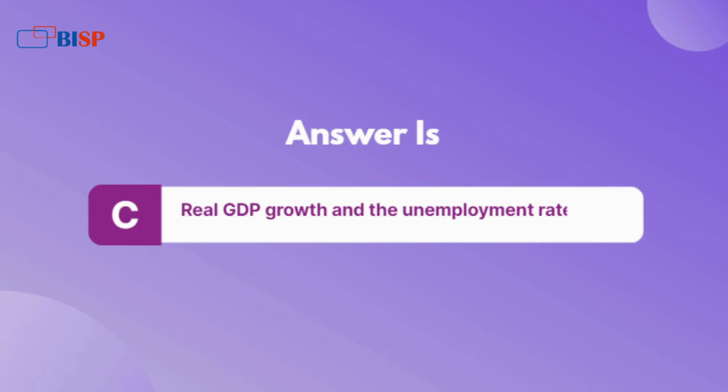Answer is C. Real GDP growth and the unemployment rate.